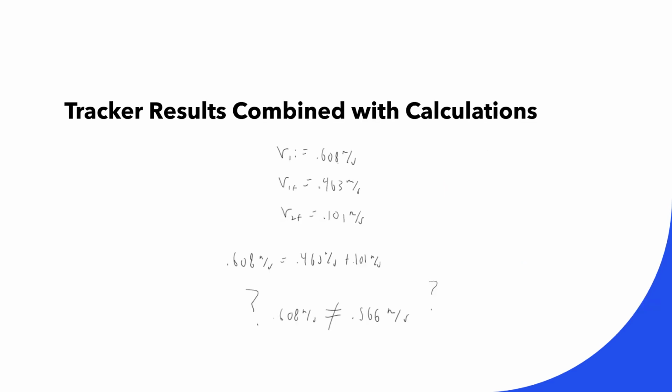Okay, so after data from Tracker, we are given an initial velocity of 0.608 meters per second for ball 1. Sorry, the final velocity for ball 1 was 0.463, and ball 2 was 0.101 meters per second, and we plugged into the formula we had before, so V1I is equal to V1F plus V2F. But we see something interesting here. We see that 0.608 is not equal to 0.566. That's the sum of these two right here. So why could this be? We're going to look into that in the next slide.